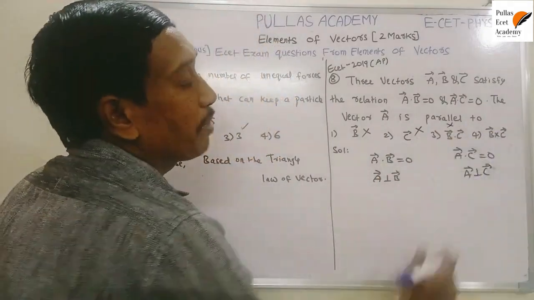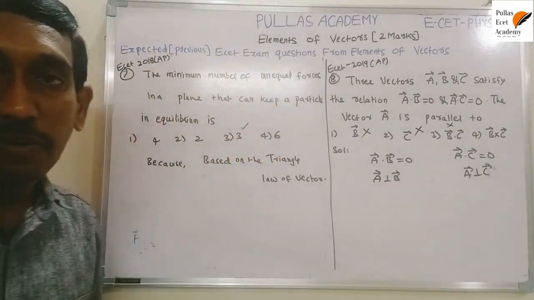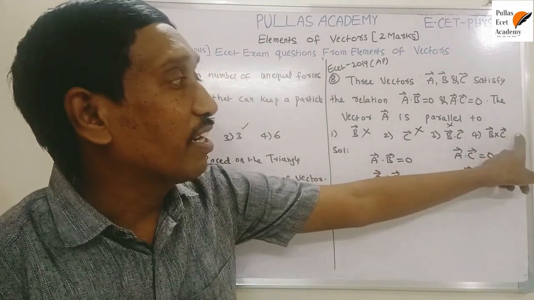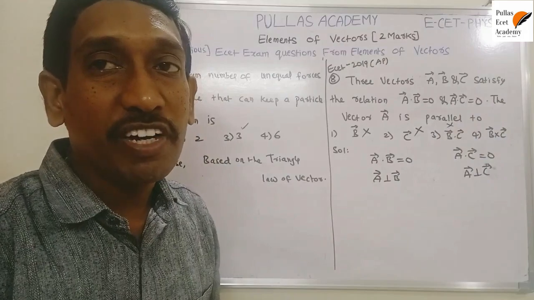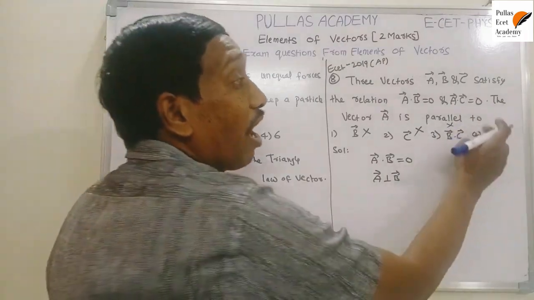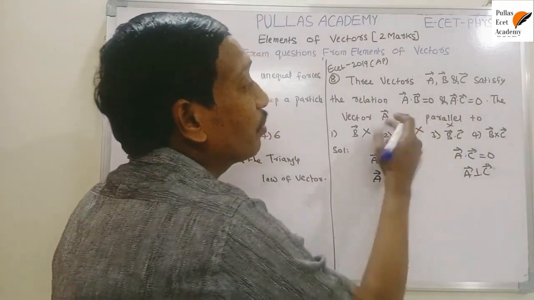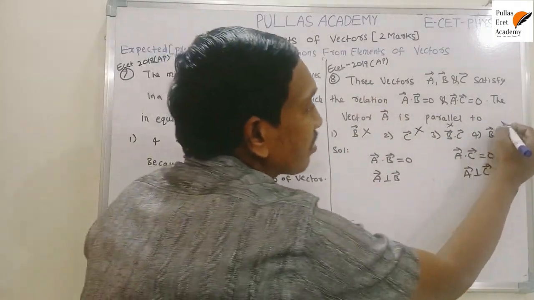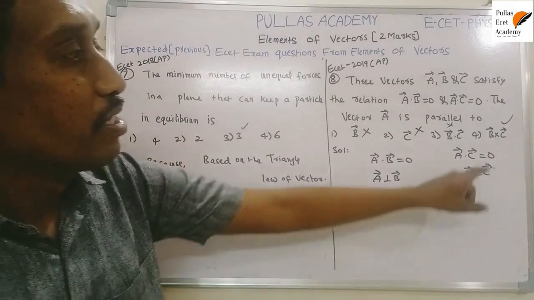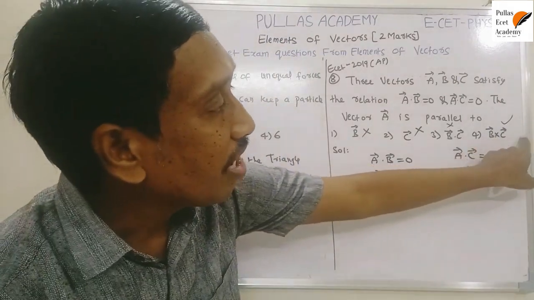Next, the fourth option: B bar cross C bar gives another new vector. This new vector is perpendicular to B bar and perpendicular to C bar according to the vector product definition. And that is parallel to A bar. So that's why we have to understand this is the correct one. Have you understood the point? B bar cross C bar gives another vector.